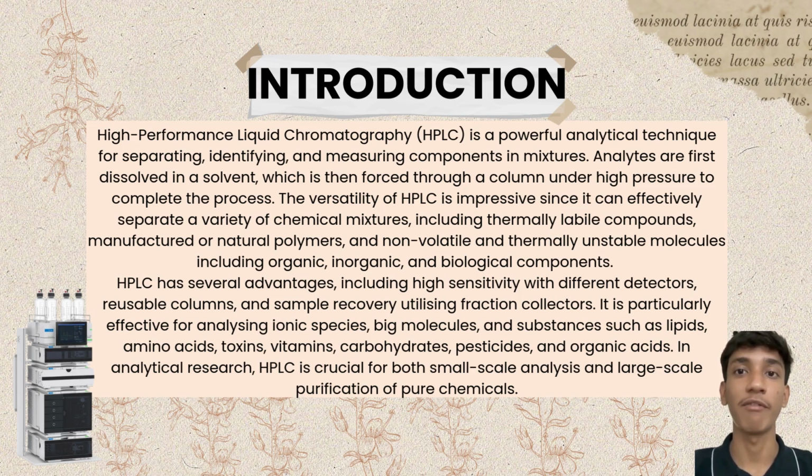HPLC has several advantages, including high sensitivity with different detectors, reusable columns, and sample recovery utilizing fraction collectors. It is particularly effective for analyzing ionic species, big molecules, and substances such as lipids, amino acids, toxins, vitamins, carbohydrates, pesticides, and organic acids. In analytical research, HPLC is crucial for both small-scale analysis and large-scale purification of pure chemicals.